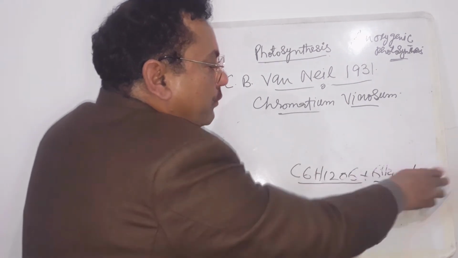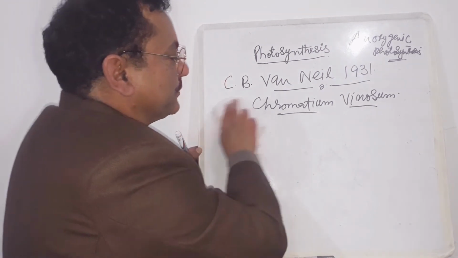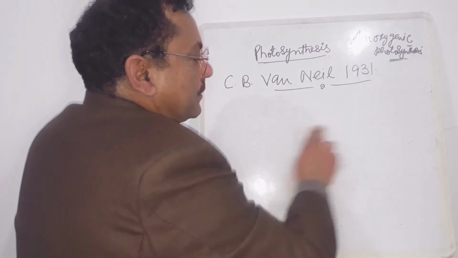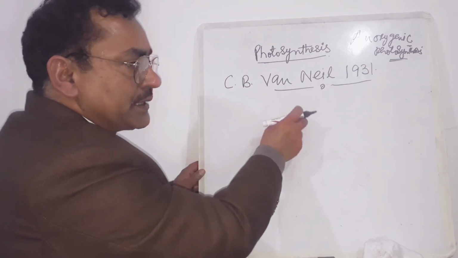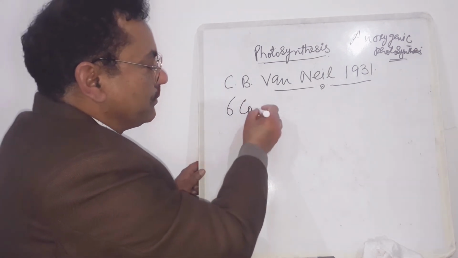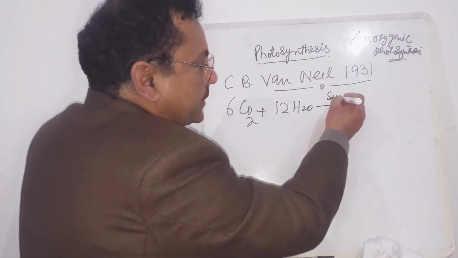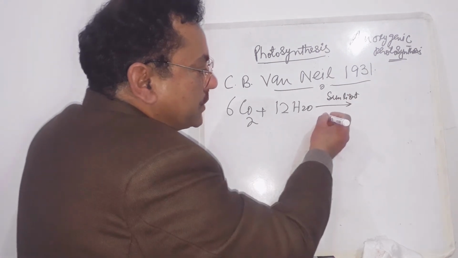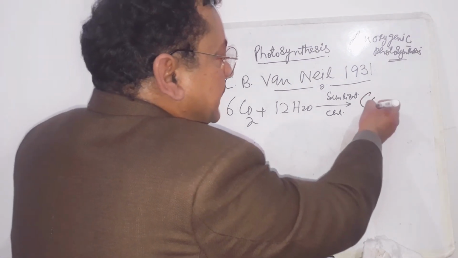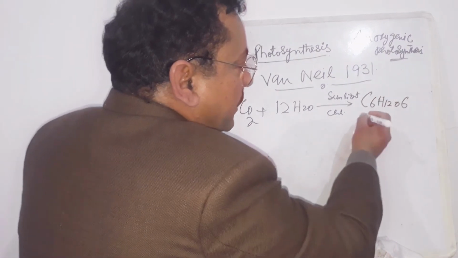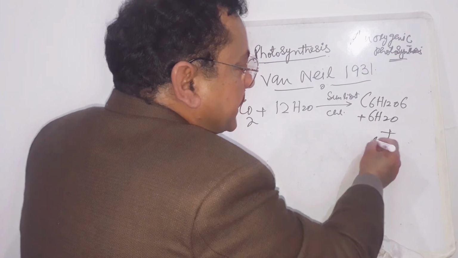And van Niel tried to write the photosynthetic equation on this model. He wrote the equation of photosynthesis of green plants based upon this model, that is he took 6 times CO2 plus 12 times H2O, sunlight and chlorophyll, plant chlorophyll. This gives C6H12O6 plus 6 times H2O plus 6 times O2.